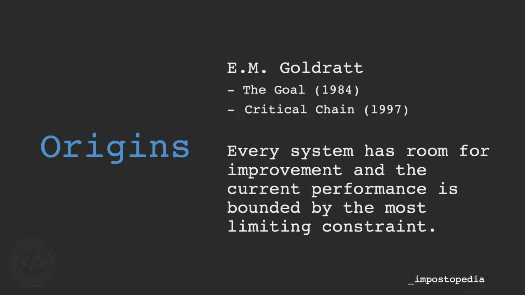The theory of constraints was first introduced by author E.M Goldratt in his 1984 book, The Goal. He then further refined and adapted the idea in his 1997 book, Critical Chain, which shows how the theory can be applied to project management. The theory states that every system has room for improvement and the current performance is bounded by the most limiting constraint. Following that to its conclusion, removing the most limiting constraint will have the effect of instantly improving the performance of the overall system, which will then be limited by a different constraint.